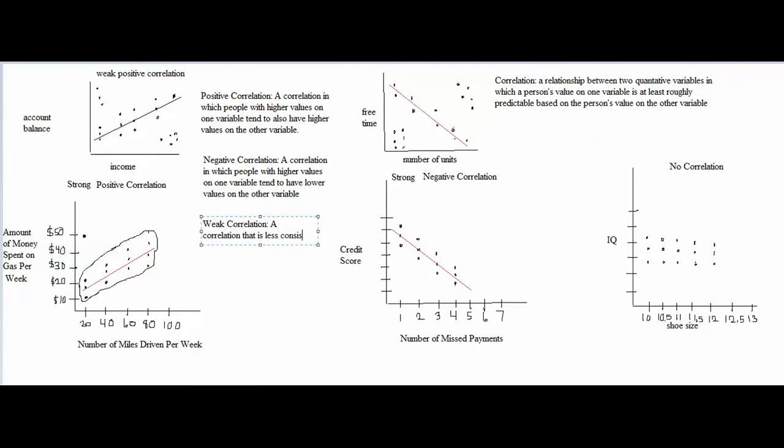A weak correlation is a correlation that is less consistent with more people who don't fit the overall pattern of the scatter plot. These are my two examples of weak correlations in which there's a lot of people in these corner areas who don't fit the overall pattern of the scatter plot.